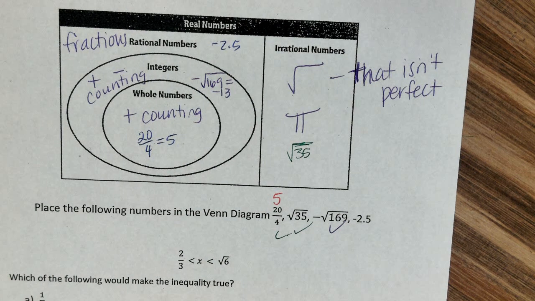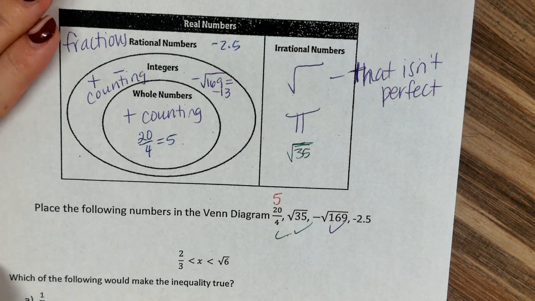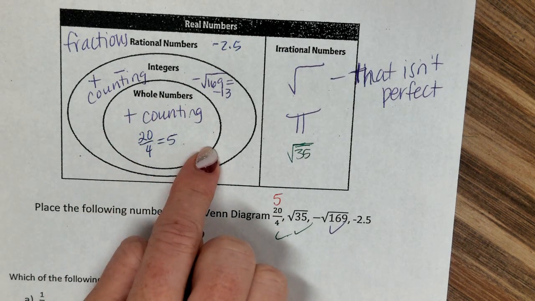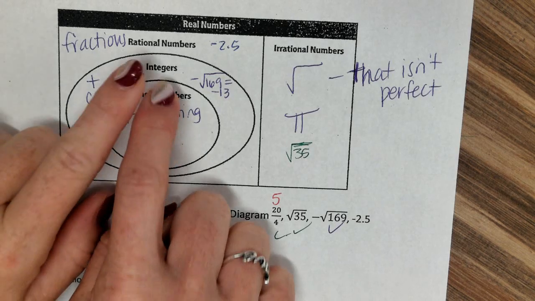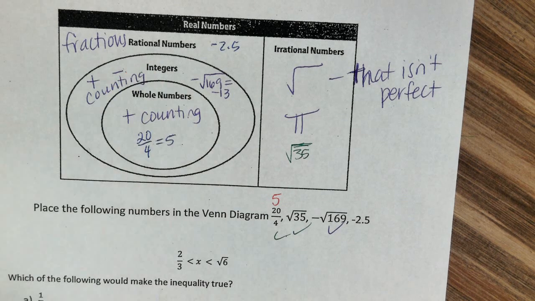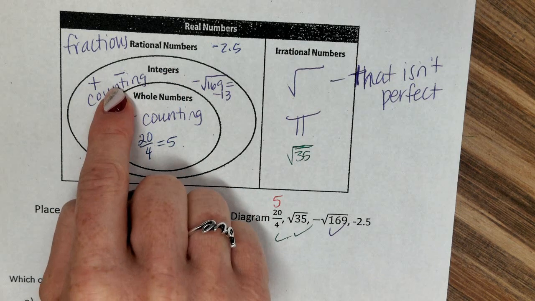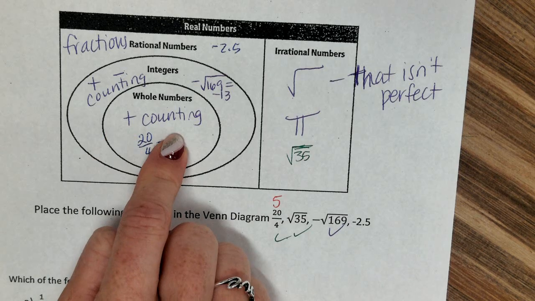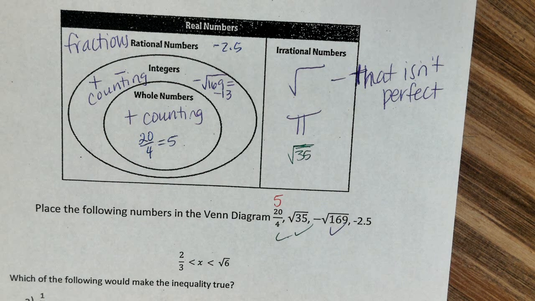Do y'all have any questions about this diagram? Do y'all understand that these are called subcategories? Like a whole number is a subcategory of an integer because a whole number is an integer. Do y'all see how integers are positive and negative counting numbers, and whole numbers are what? Positive counting numbers. So do y'all see how all whole numbers are integers? It's called a subcategory, okay?